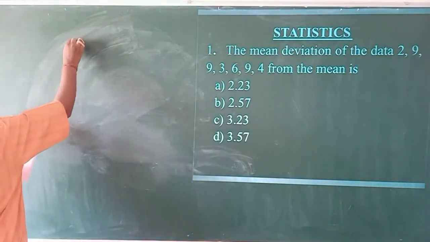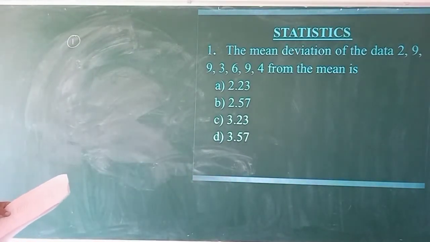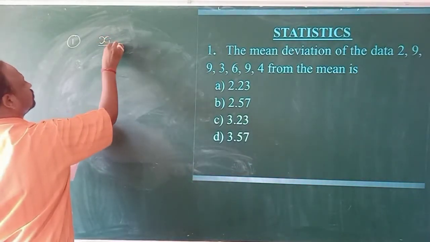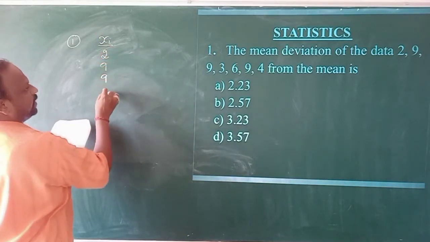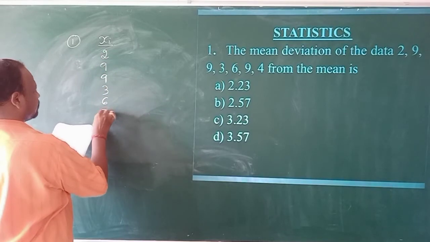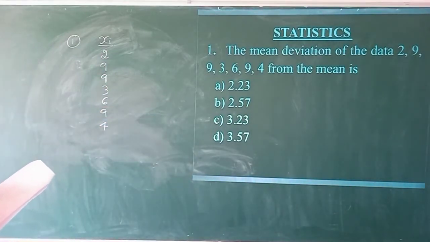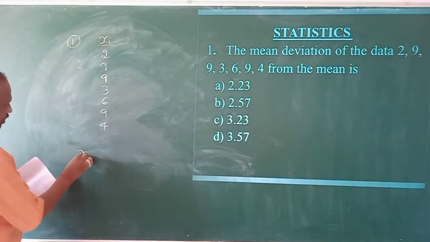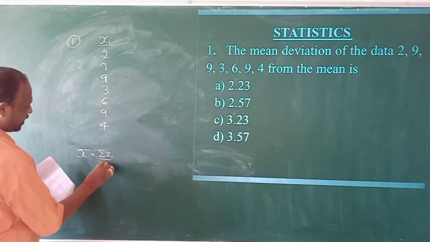Question number 1. The mean deviation of the data about the mean, that is, they have given xi: 2, 9, 9, 3, 6, 9, 4. Find out x bar, nothing but the mean, sigma xi divided by n.